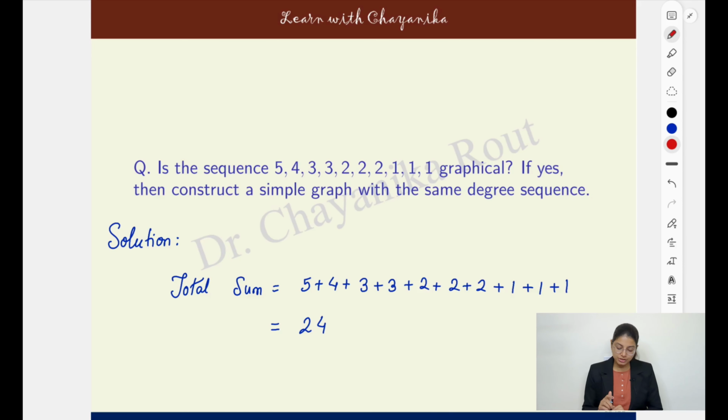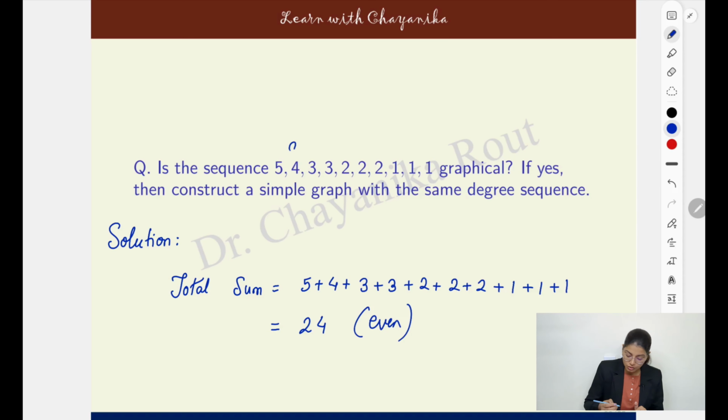So this is another question where we are given a sequence to check if it is graphical. If yes, we have to construct the simple graph. So our very first job is to find out the total sum of all the elements present in the sequence. Now here the sum is 24, which is even. So the given sequence is a degree sequence.